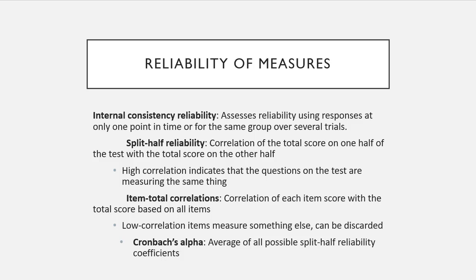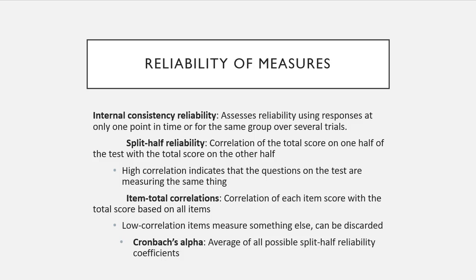What would happen is that the spelling test would suffer from internal consistency issues, meaning that all of the questions are pretty much the same. Everybody got the same kind of responses, but that 10th question was a little bit different, so it doesn't fit the rest. That means that we have internal consistency issues. So that's the issue where we assess reliability and use responses at only one point in time for the same group over several trials. So there are several ways to find out if we have a consistent test.